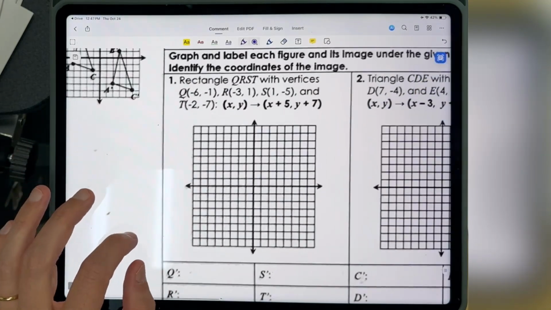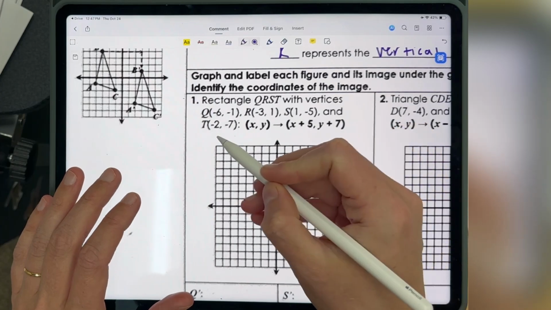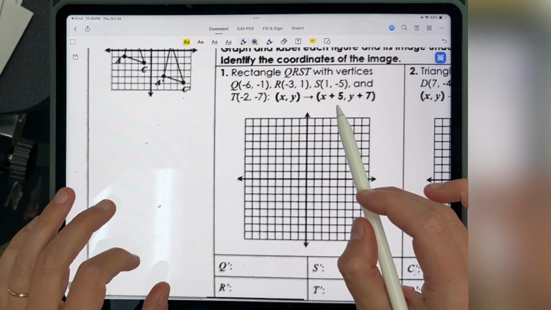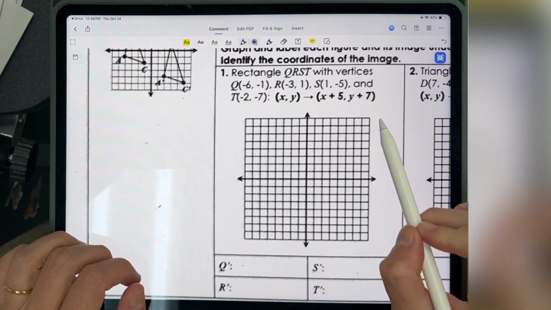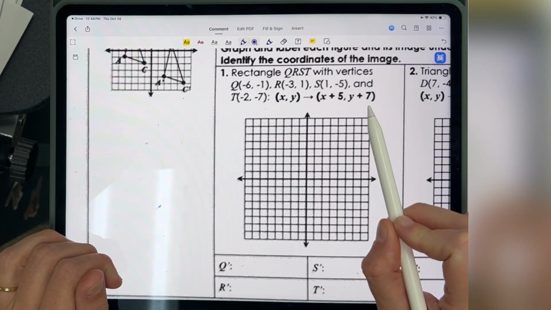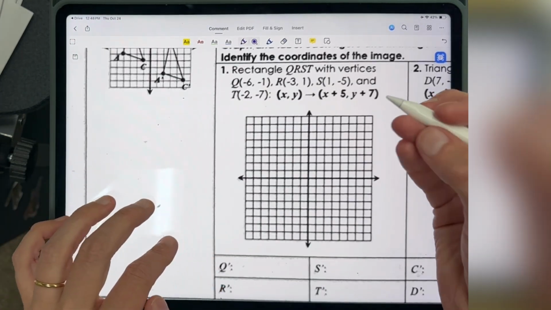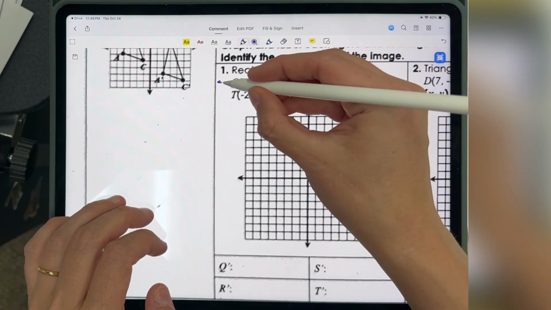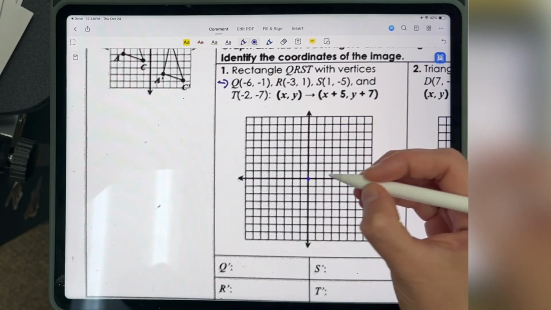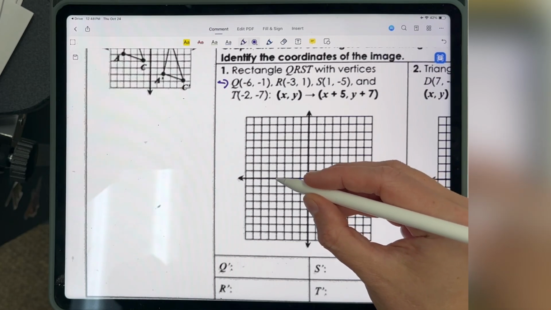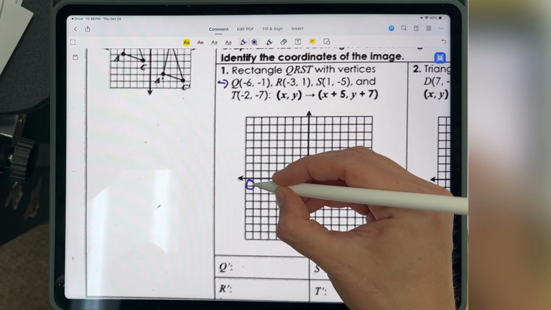So on this one it gives us all of our vertices in our pre-image. We're going to draw out the image using Q, R, S, and T, and then we're going to shift it 5 on the x-axis and 7 on the y-axis. Both of those are plus, so this means 5 to the right, and this means 7 up. So let's do that first. Let's draw our pre-image. So Q, right here, this is where we're starting, is at -6, -1. You start at the origin every time. 1, 2, 3, 4, 5, 6, down 1. And you're just going to draw the letter Q.